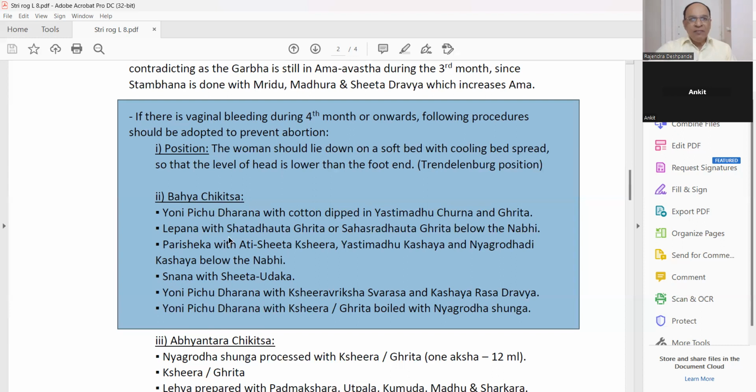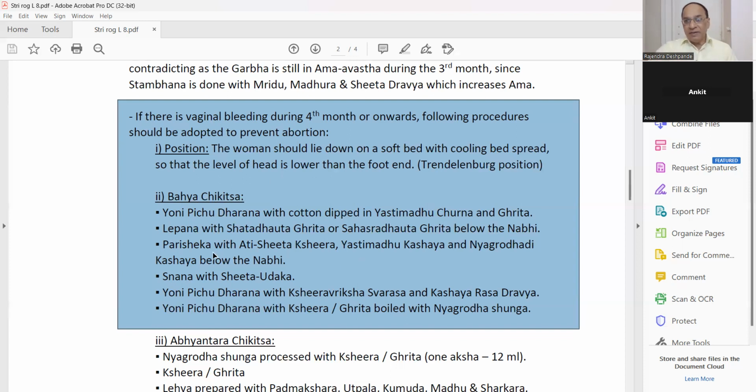Next, Lepana with Shatadhauta Ghrita. This is very easy and easily available even today. So there should be Lepana. Please write down Shatadhauta Ghrita or Sahastra Dhauta Ghrita. Below the Nabhi, that means lower abdomen. You have to make a gentle, not rubbing, gentle application of Shatadhauta Ghrita.